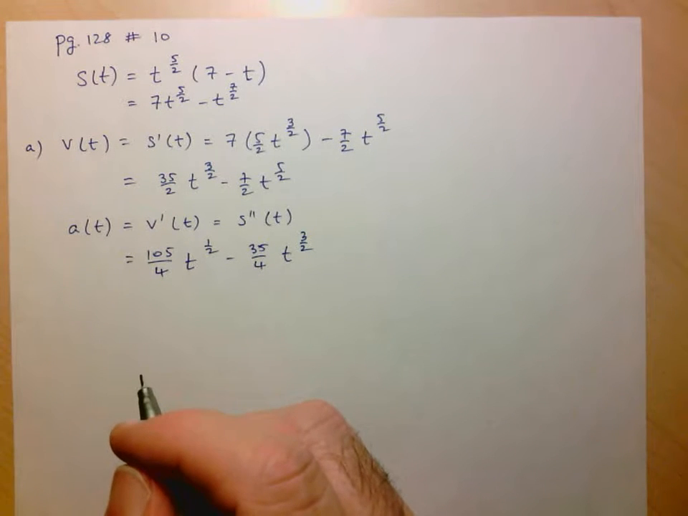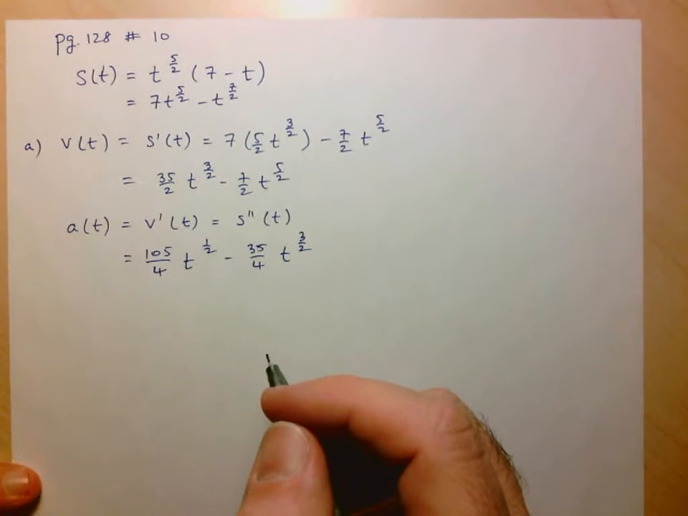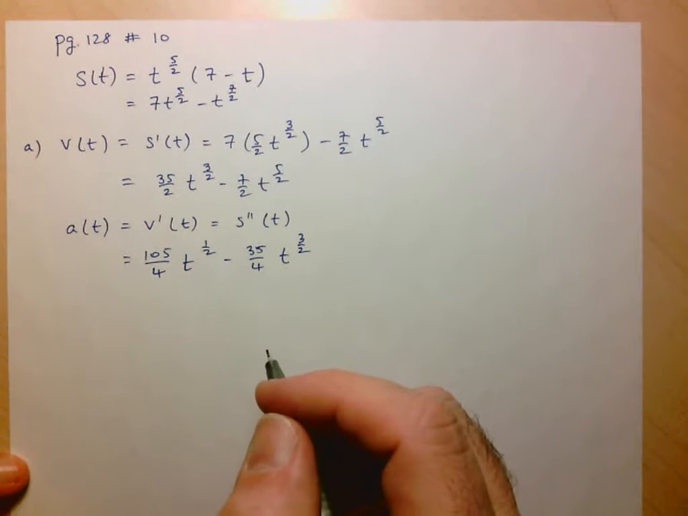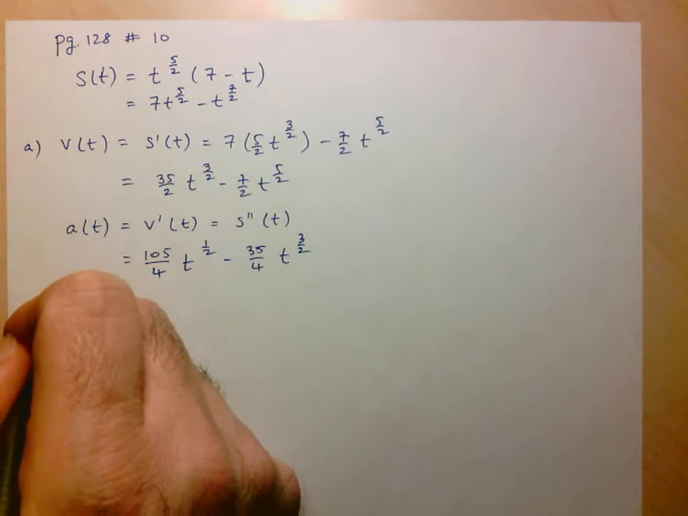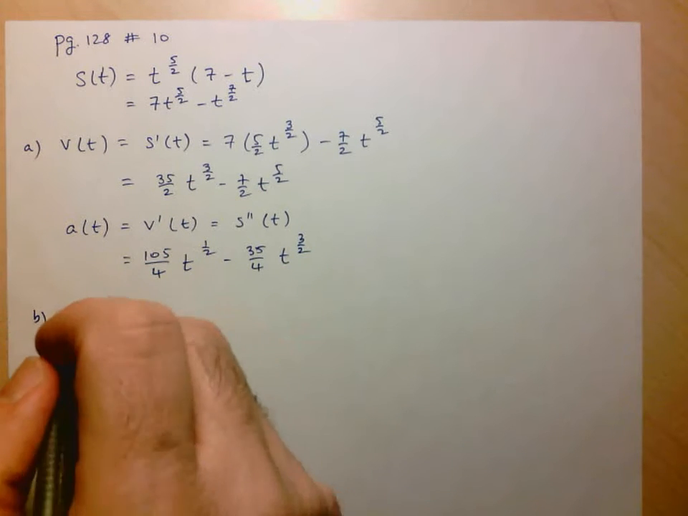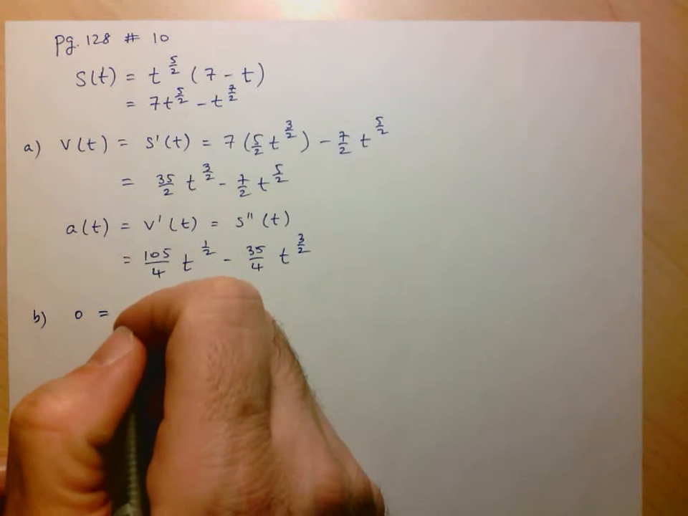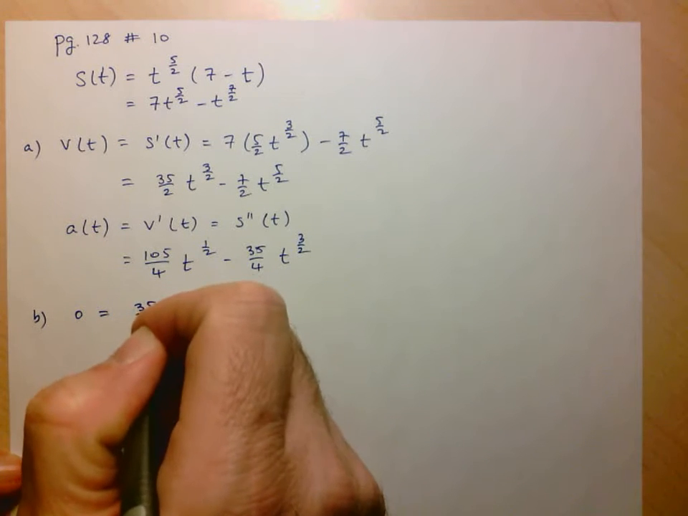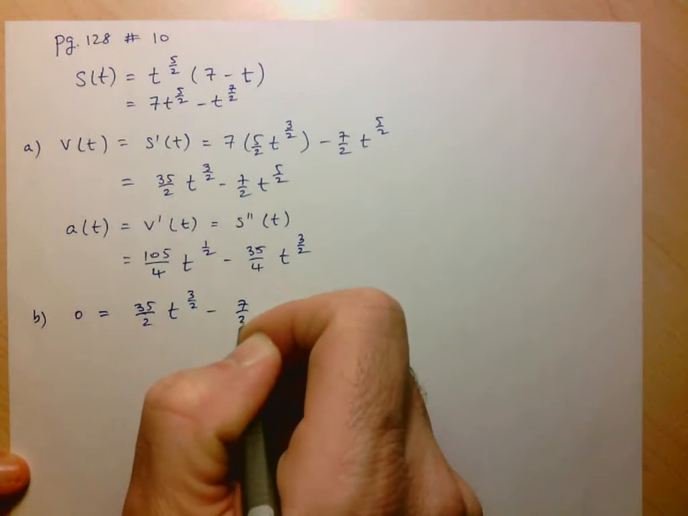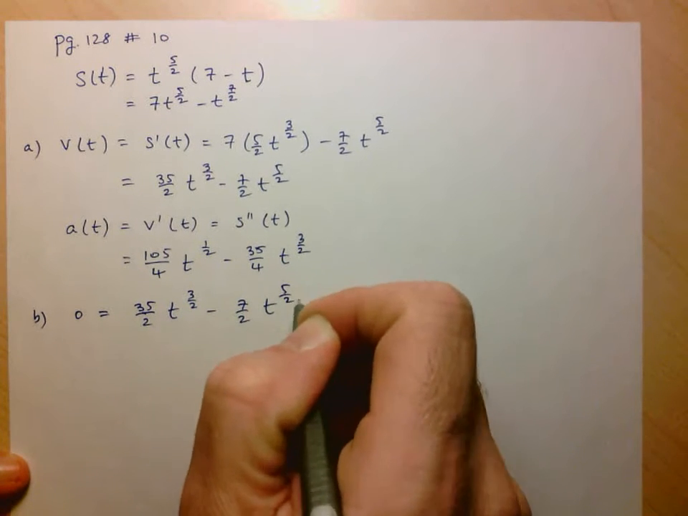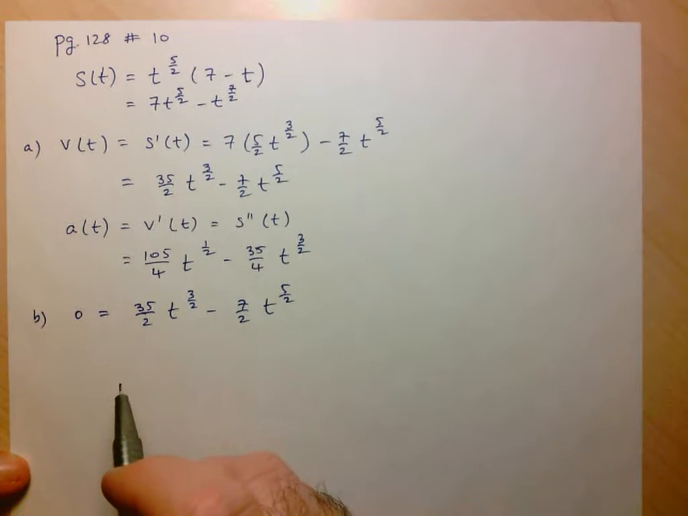They say, after how many seconds does the object stop? To be stopped means you're not moving, meaning the velocity needs to be equal to 0. So what we're solving for in B is when the velocity is equal to 0. So 0 equals 35 over 2 t to the 3 over 2 minus 7 over 2 t to the 5 over 2.